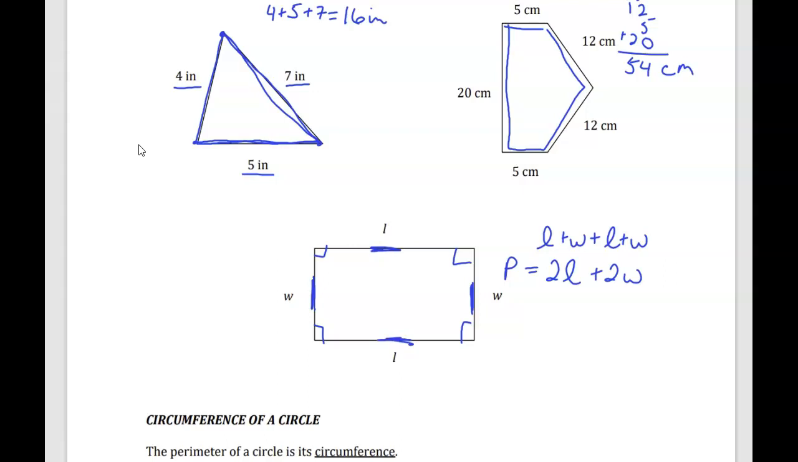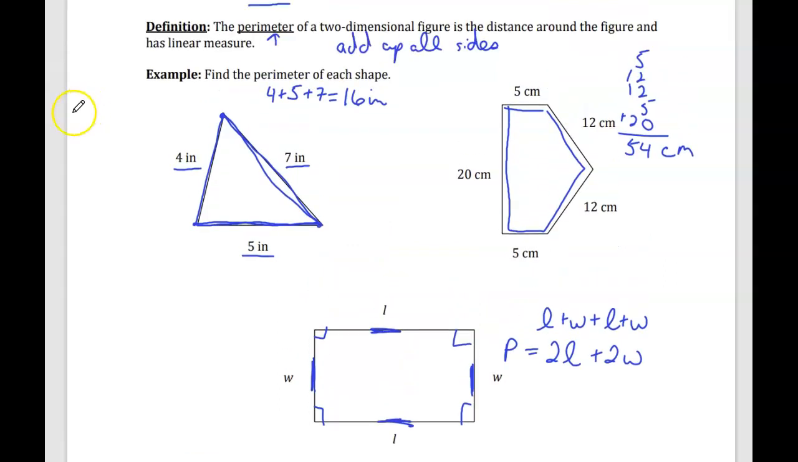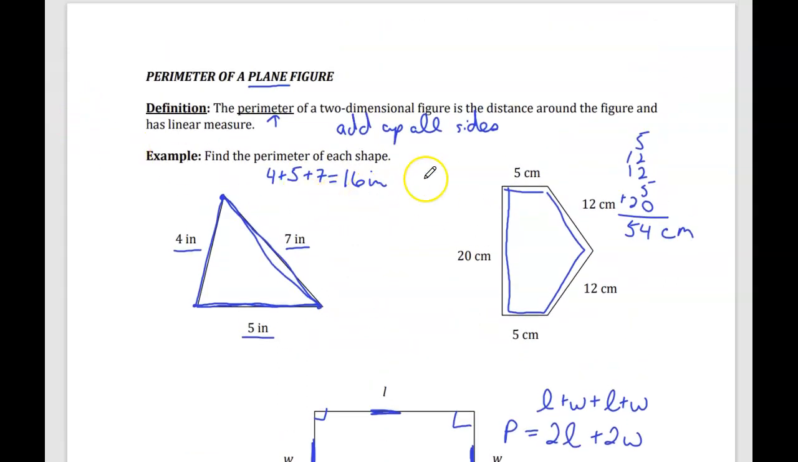It's literally just adding up your sides when you're looking at perimeter. And then again, your units do not change. Your units are whatever the units each side was measured in. Now make sure that your units are all the same. Inches, inches, inches, centimeters, centimeters, centimeters, centimeters. If they're not, convert until they are all the same units. And then keep the units the same. And that's perimeter of a two-dimensional figure.